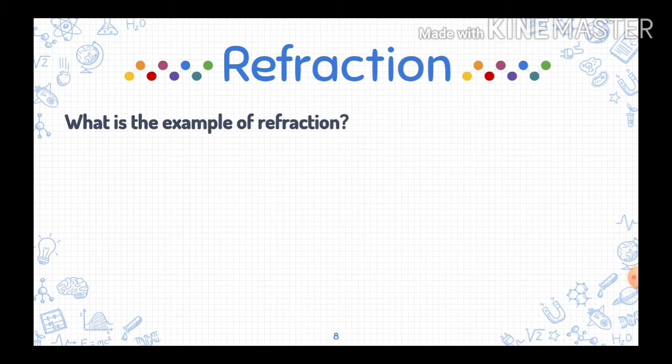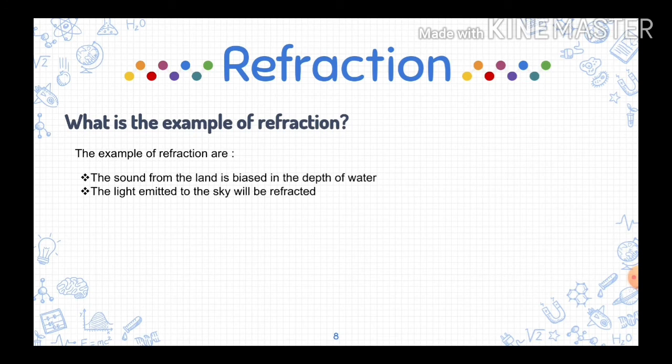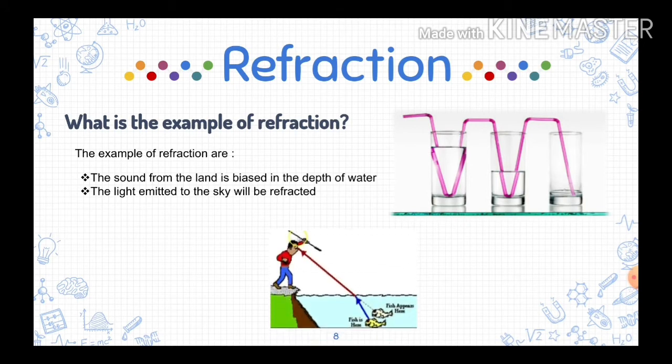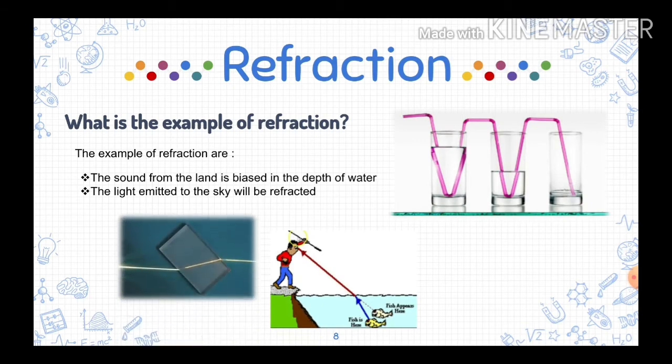What are examples of refraction? The examples of refraction are: the sound from the land is bent in the depth of water, and the light emitted to the sky will be refracted. This is the example, so you can imagine refractions. Yeah, there are 3 pictures here.